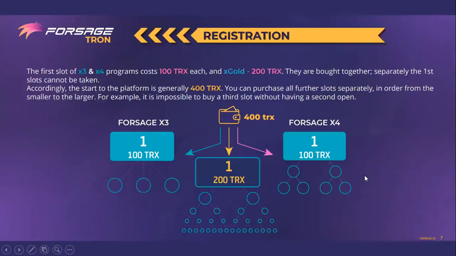Now, upon registration, what is necessary is 400 tronics. We pay 400 tronics. What is that? Where does that go? 100 goes to Forsage X3, slot 1, and Forsage X4, slot 1, which costs 100 tronics as well. And then for Forsage Gold, 200 tronics. So 100, 100, 200 totals 400 tronics.